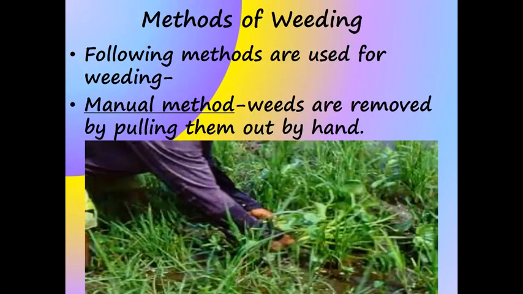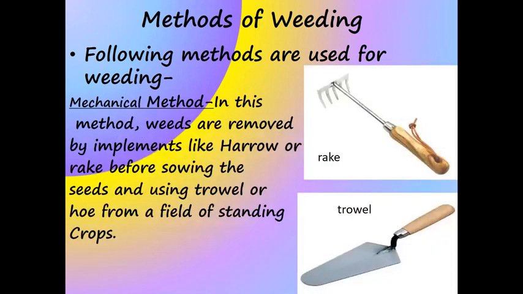What are the various methods of weeding? The following methods are used for weeding. Manual method. In this method, weeds are simply removed from the field by pulling them out by hand. Another method is the mechanical method. In this method, weeds are removed by implements like a harrow or rake before sowing the seeds, and using a trowel or hoe from a field of standing crops.